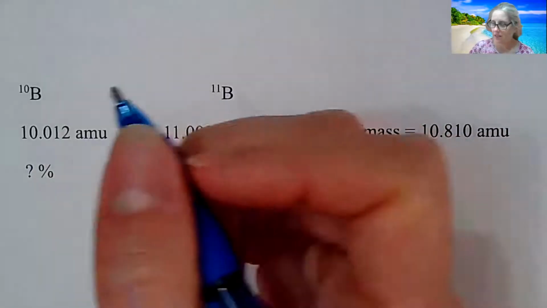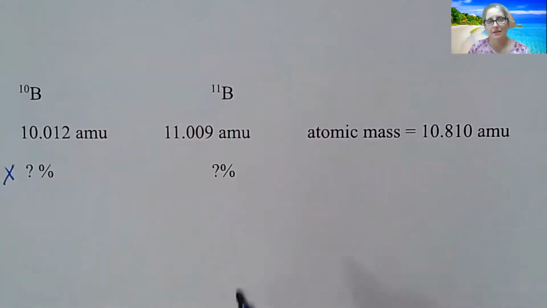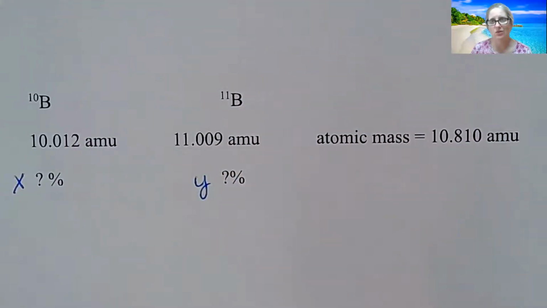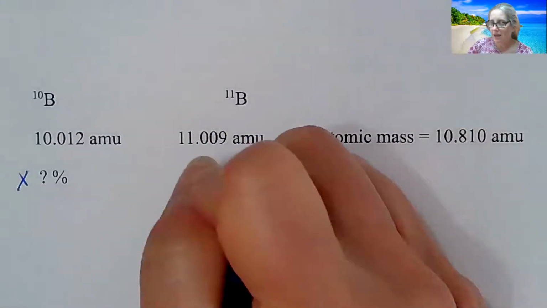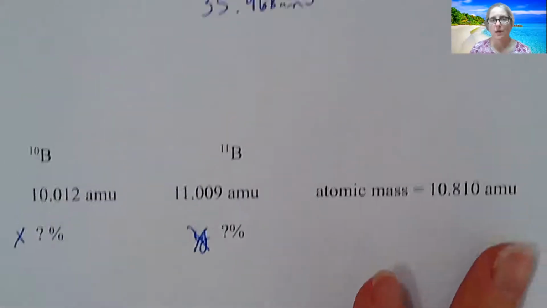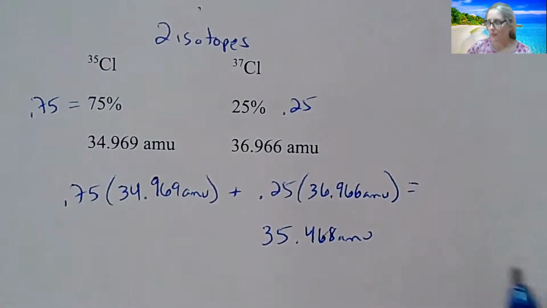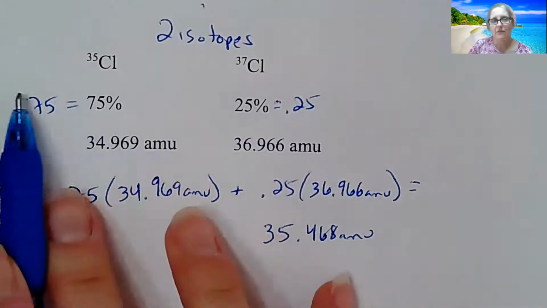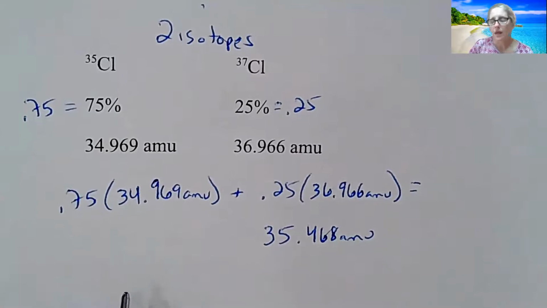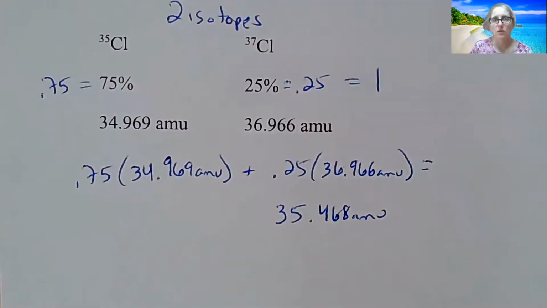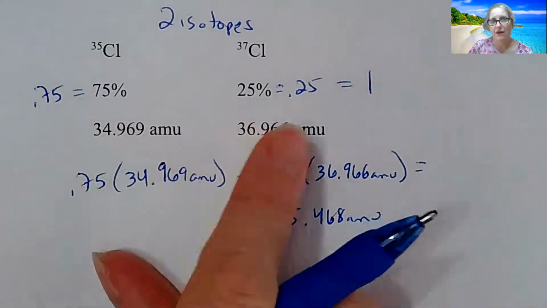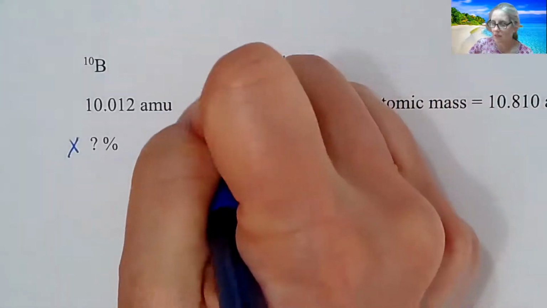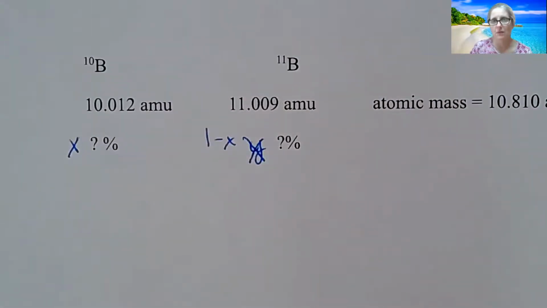Well, I have to set this one to x, and I can't set this one to y, because if I set this one to y, I don't have two equations that I could solve. So instead, I have to change this to another variable. Going back to our previous example, if I look at my decimals of 0.75 and 0.25 and add them up, what do I get? I get the number 1. So if one isotope is 0.75, the other one has to be 1 minus that, which is 0.25. So knowing that, I could set this as x and that as 1 minus x.